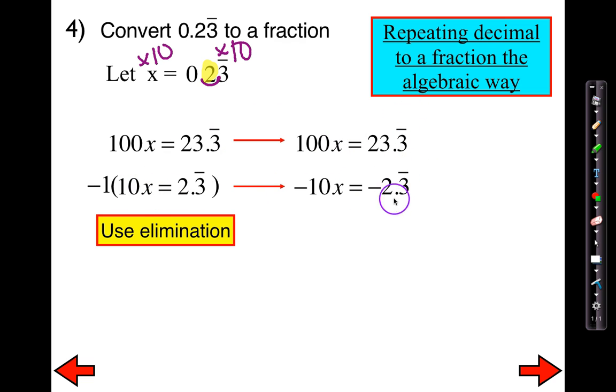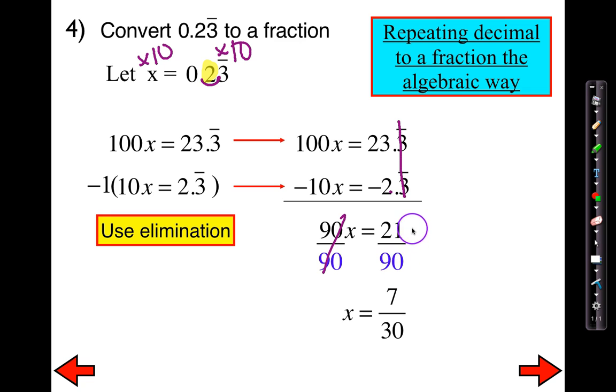I like to line up the decimals, of course, whenever we're adding and subtracting. The 100x minus 10x is 90x, and here the repeating 3's cancel each other out. 23 minus 2 is 21. Now you just need to divide both sides by 90, and here you want to see if you can reduce. 21 and 90 both have a 3 in common, so that's going to leave me with 7 over 30.